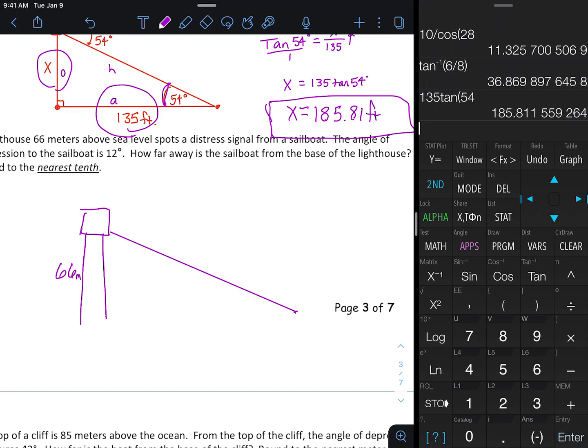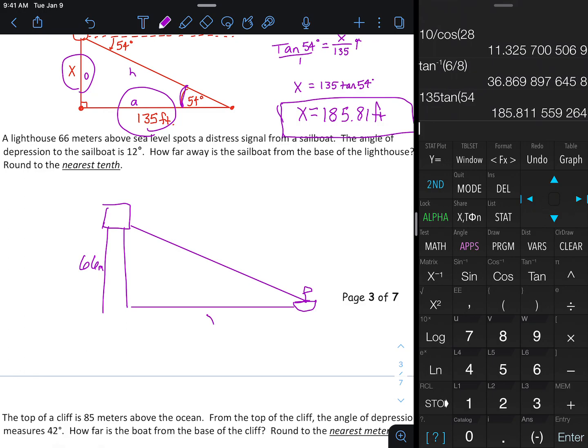And here's your boat over here. If you want to draw yourself a boat, feel free. And we are going to find out how far the sailboat is from the base of the lighthouse, so they're asking for that distance. And kind of like the previous one, the angle of depression is 12 degrees, which is outside of the figure. But by alternate interior angles, you can put it down there at the bottom right.